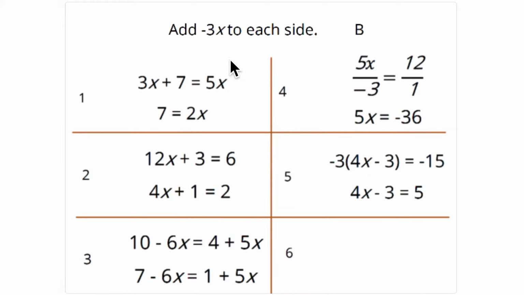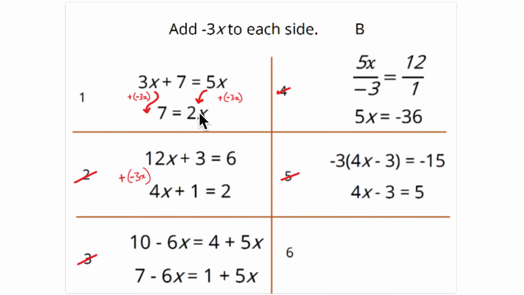So the next one. When you add something, you're usually getting rid of that whole term. So what's the additive inverse of -3x? It is +3x. So I'm going to look for a +3x down here somewhere, and on each side, see if I end up with the next step. So the very first one here, 3x plus -3x gets me to 7, and -3x plus 5x gets me to 2x. So it looks like the answer is number 1.